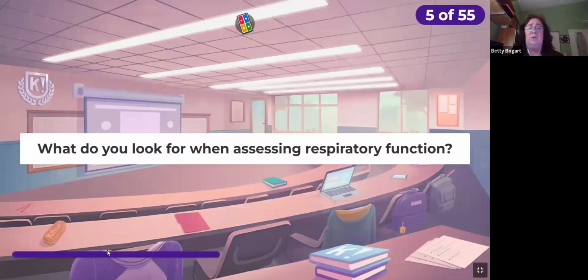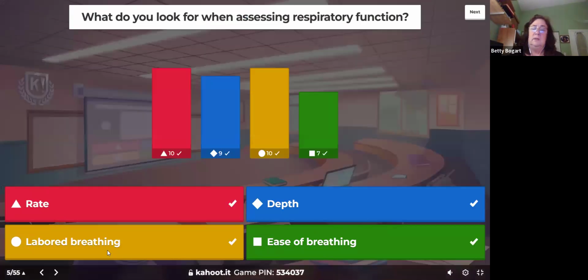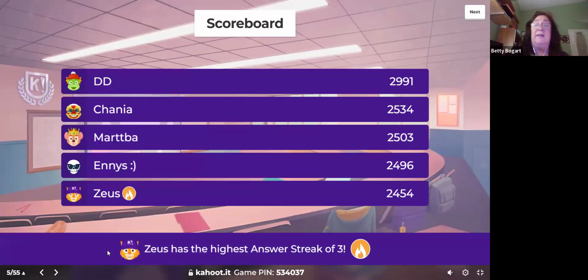Multi. What do you do when assessing respiratory function? What do you look for? What's important to look at? We look at everything. How fast? How deep? Are you labored? Is it easy? These are things that we're going to look at. And of course, the rate, right? That's very important. Is it fast? We want to know what's happening here.